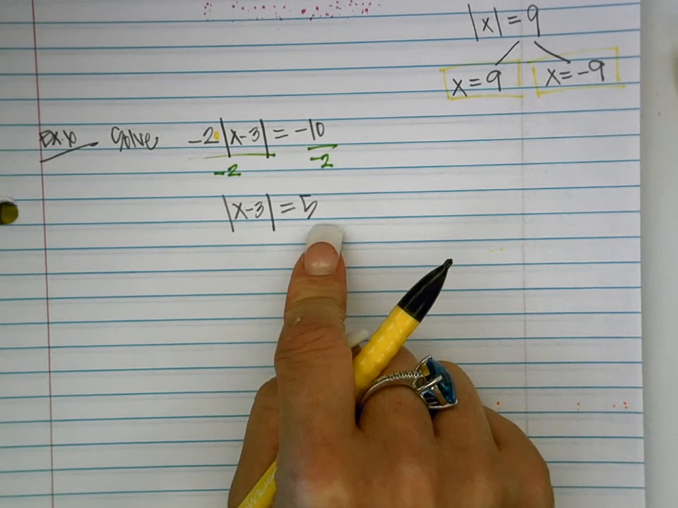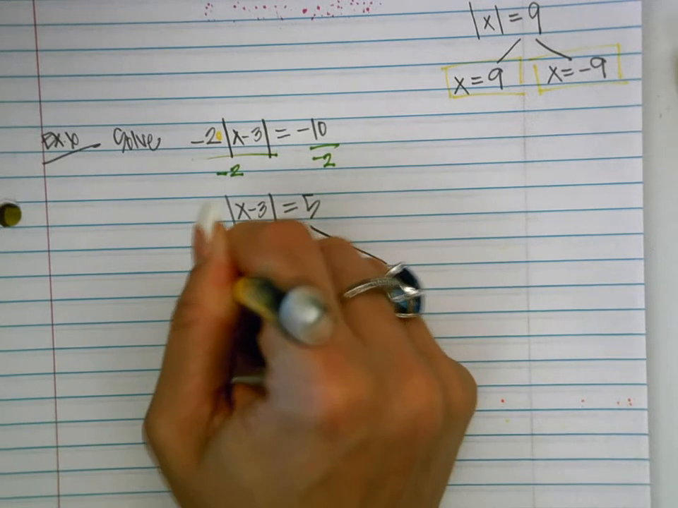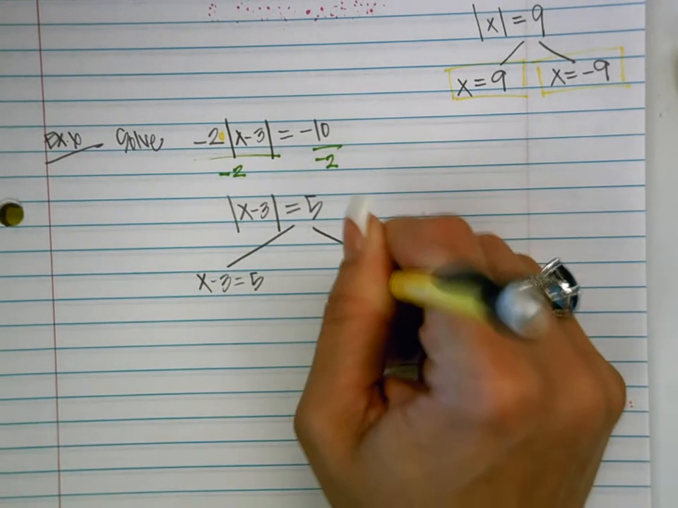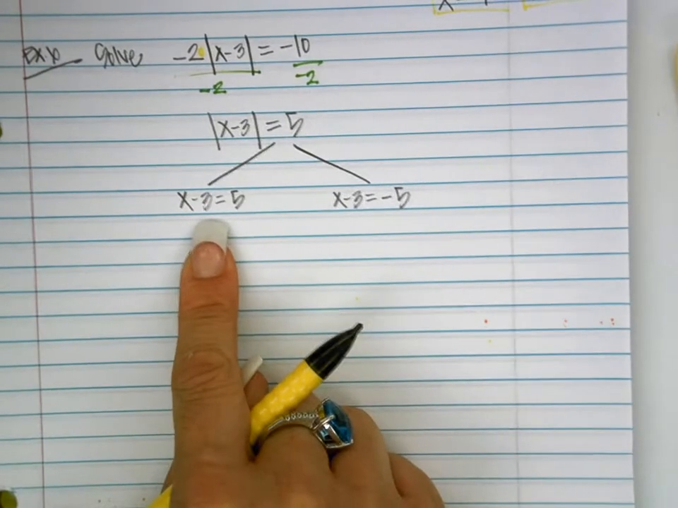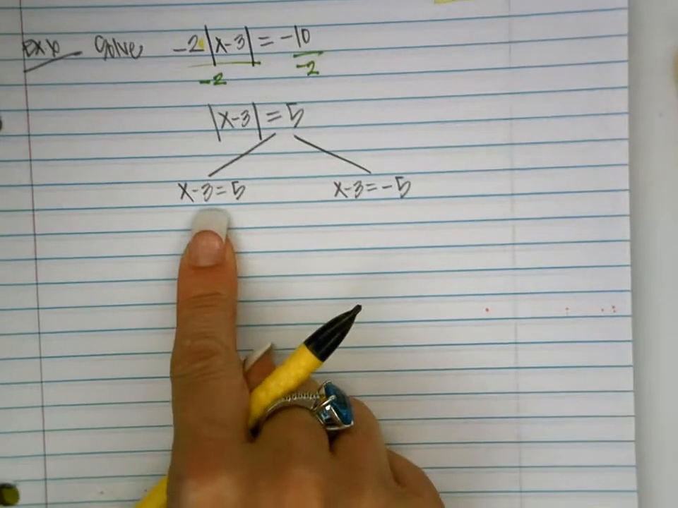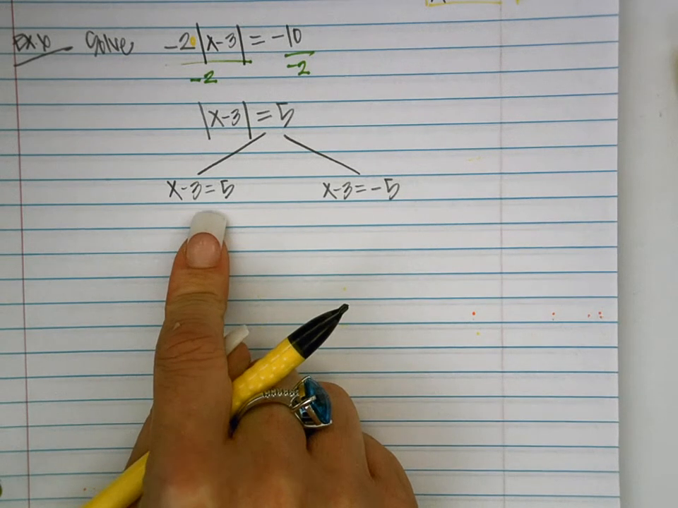So break this apart into 2 equations. x minus 3 equals the positive 5, and x minus 3 equals the negative 5. Notice, this negative does not turn positive. You write exactly what was inside the bars. That stuff does not change. Then, using the inverse operation, I want you to solve.